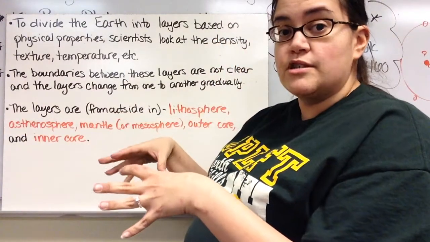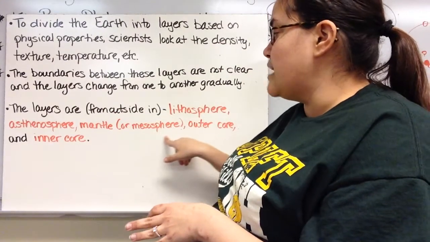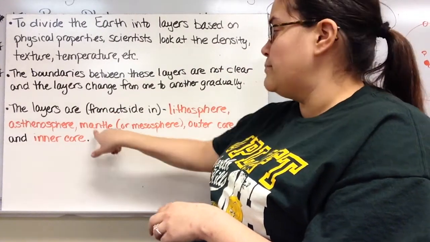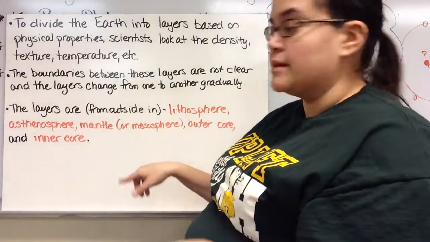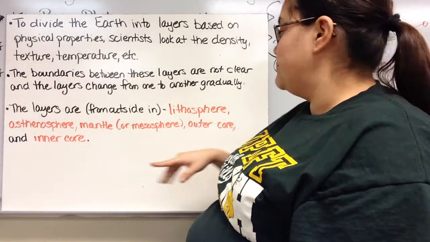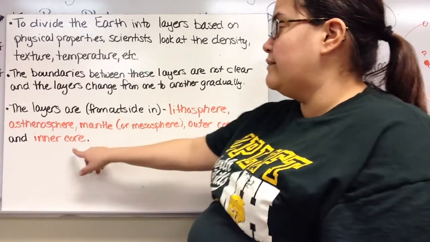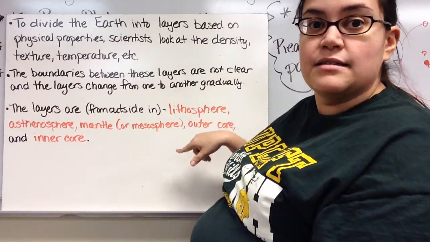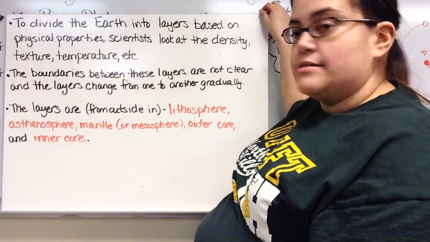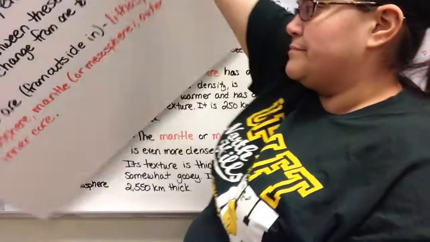the mantle, which is the same. You may also hear this sometimes be called the mesosphere, but the mantle and the mesosphere are the same thing. It's easy to remember because they both start with M. So mantle, mesosphere, same thing. The outer core, and then on the center, the inner core, which makes sense because the outer core is the core on the outside, which makes sense.